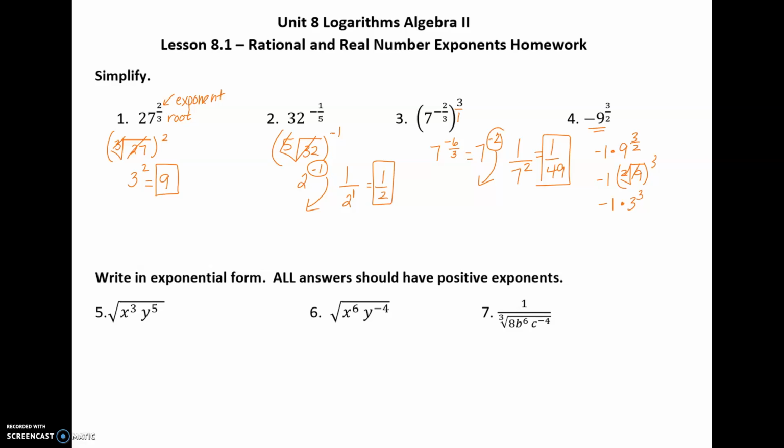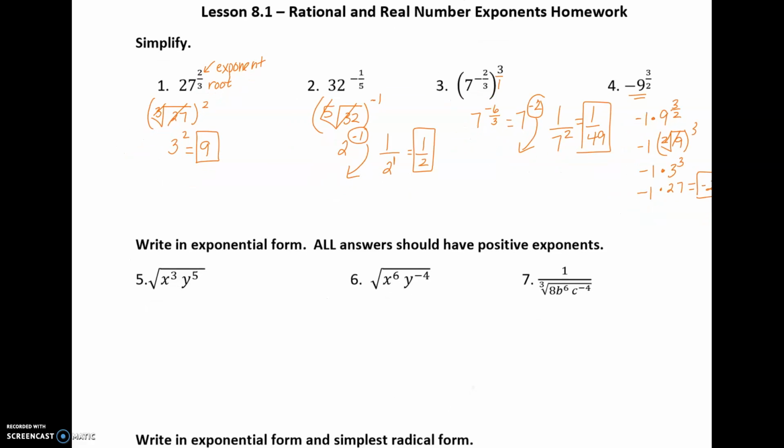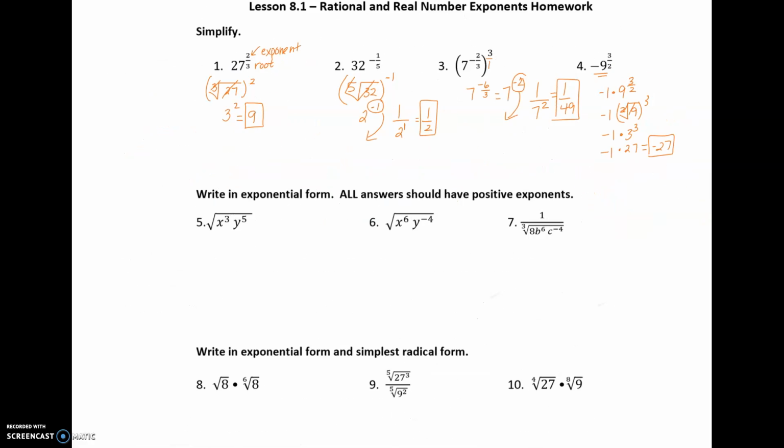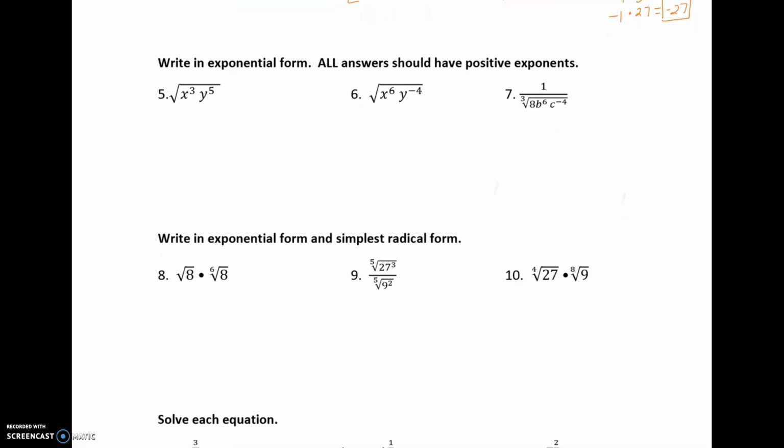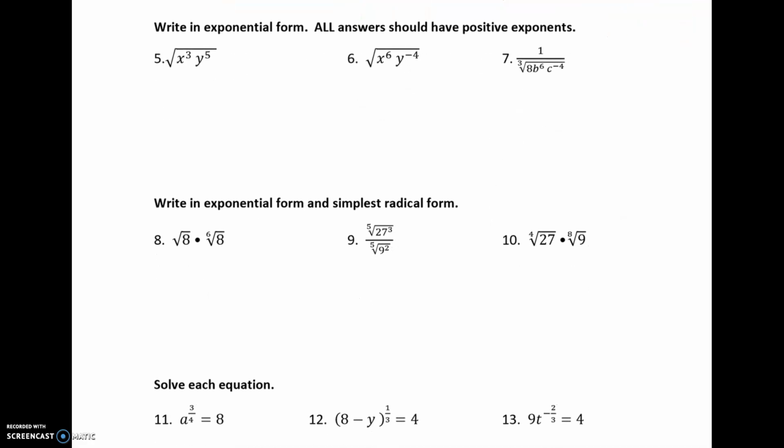We want to cube this first before we multiply by negative 1, so it's 27 times negative 1, which is negative 27. Again, not all of these are similar, so there's a lot of different approaches to these, so that's why I want to go through them.